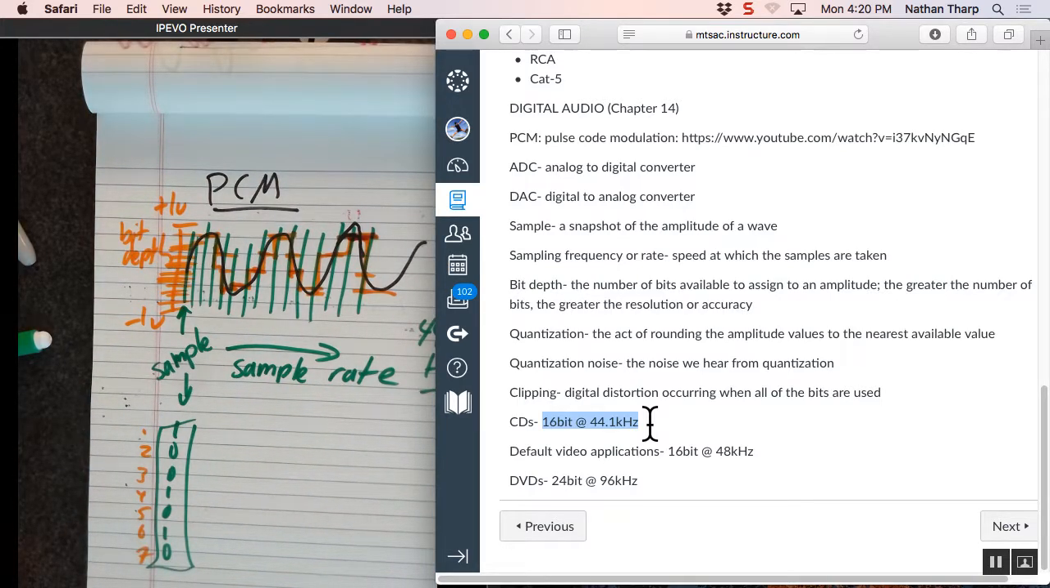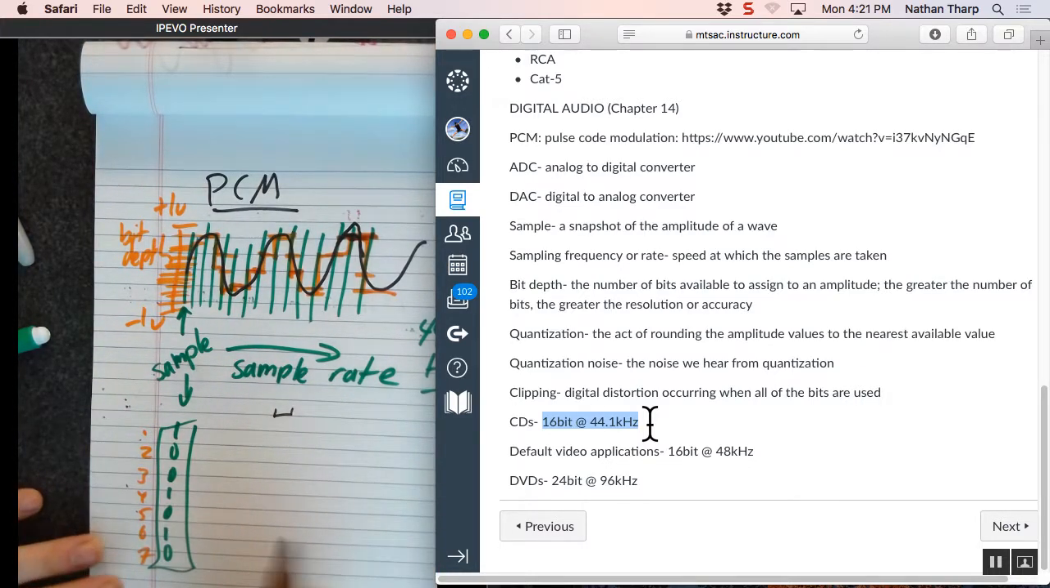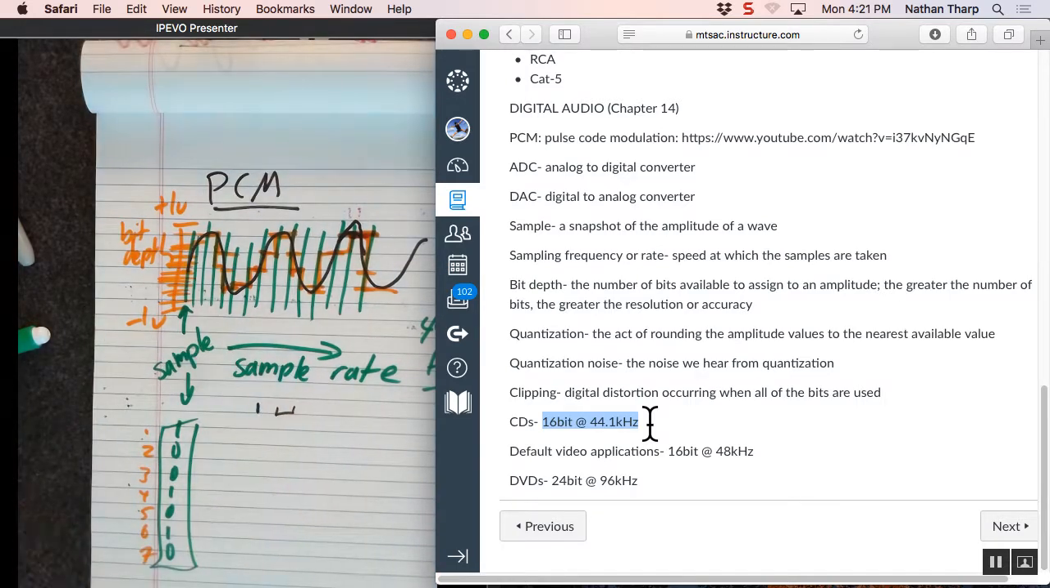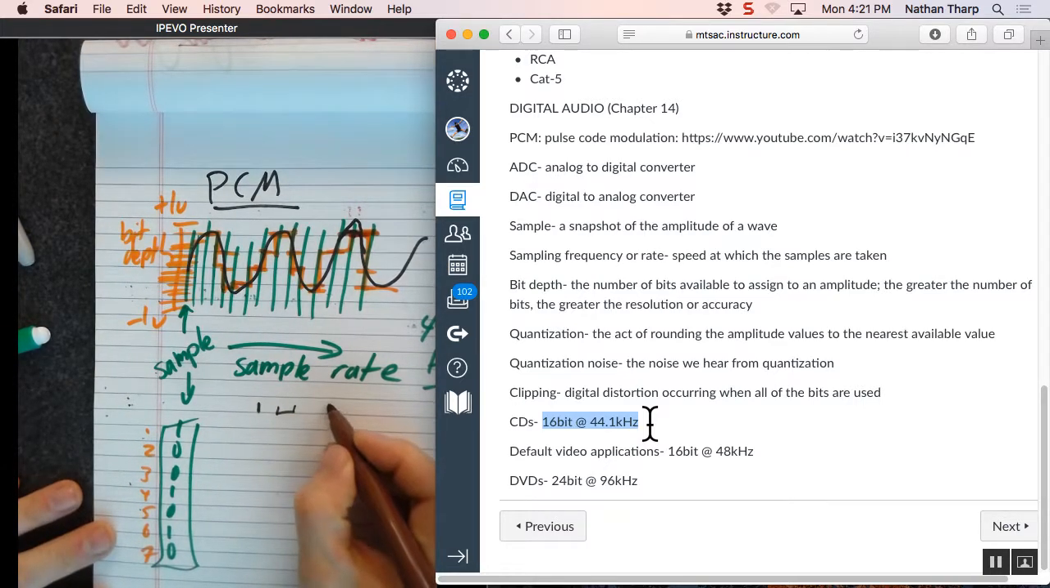Bit depth, how does that work? Well, let me do a quick thing on digital here. If I've got a 1-bit system and it's digital, so I have a 1 and a 0, how many possibilities are there for that 1 bit? I'll just tell you. That 1 bit could either be a 0 or a 1.